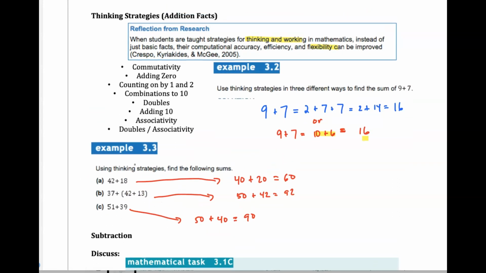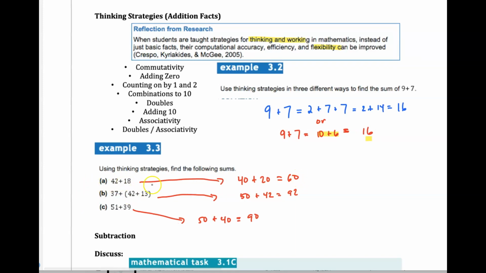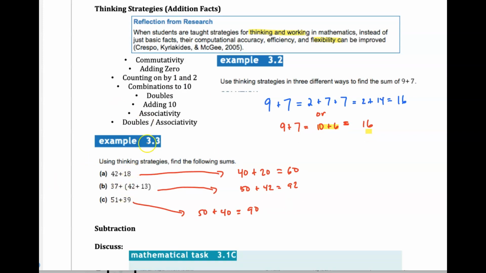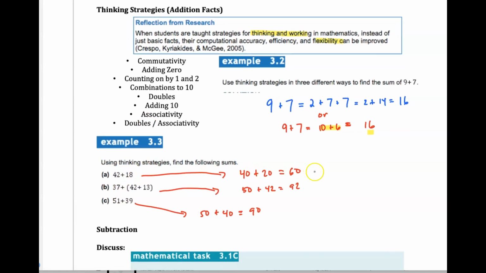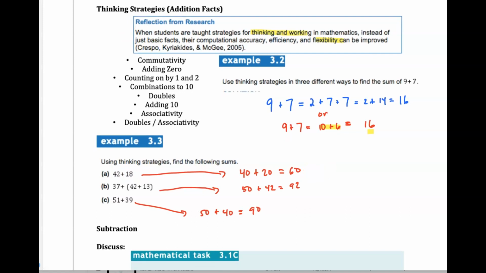Here are some more examples of how you would add 42 plus 18. This is just one example. What came to mind to me is turn this to a 40, turn this into a 20, and you get 60. Some of you may look at 42 and 18 and say, you know what, I see 40 and 10 is 50, 2 plus 8 is 10, and then there's my 60.